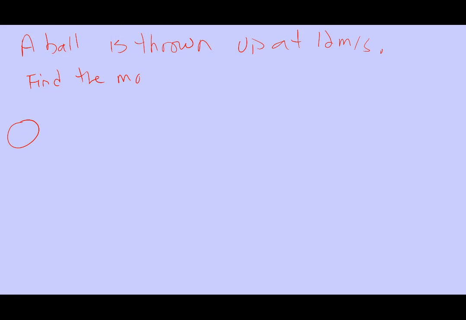So basically what I wanted to do with you guys here is just say, a ball is thrown up at 12 meters per second. Find the max height. That's it. That's all you need to know.